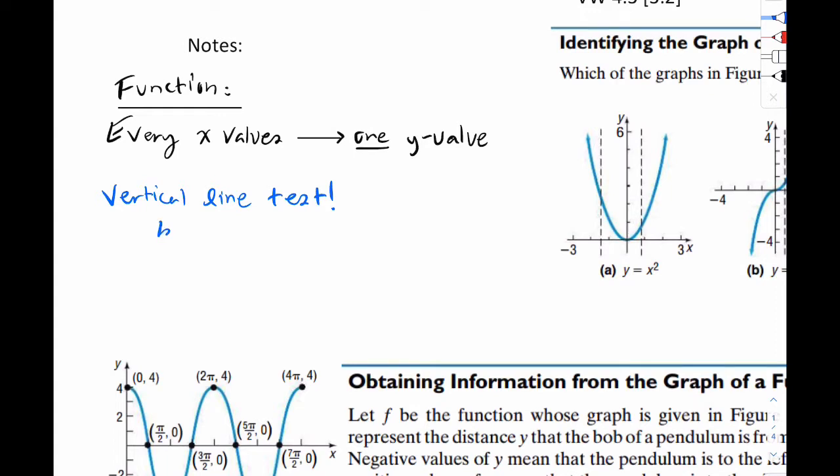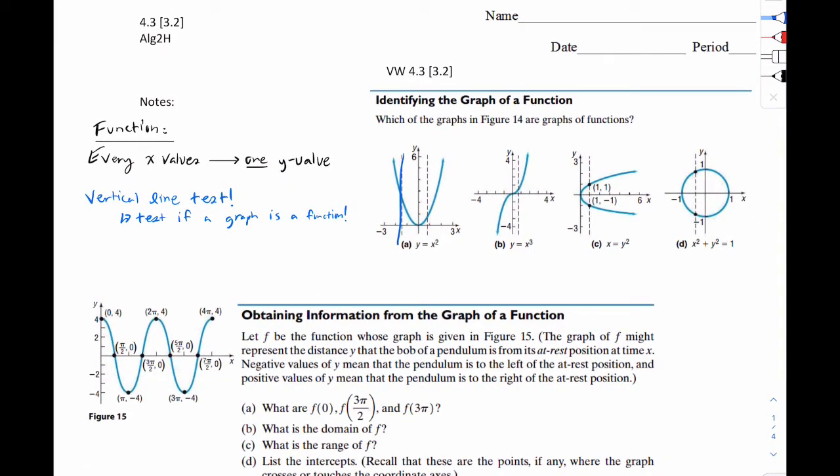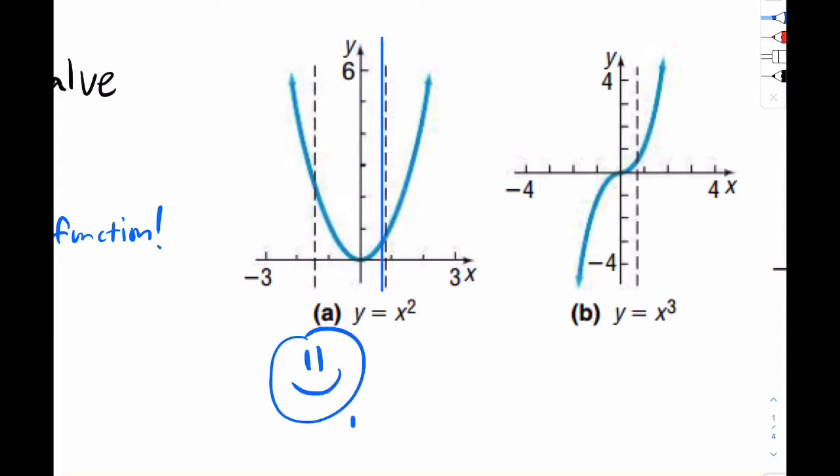What this does is it'll test if a graph is a function. So that's why you see these dotted lines here. If I draw a line like this, the vertical line test is simply if you can move this vertical line anywhere and it hits 2 points, then it is not a function. I can see no matter where I put this line, I'll only hit 1 point. So this is a function. I'll put a happy face. This is a function.